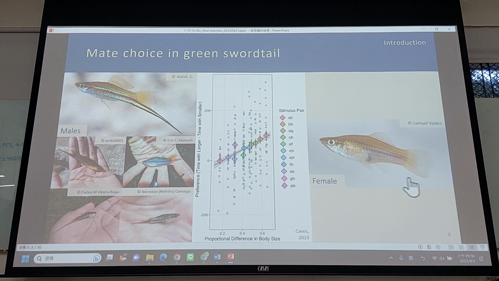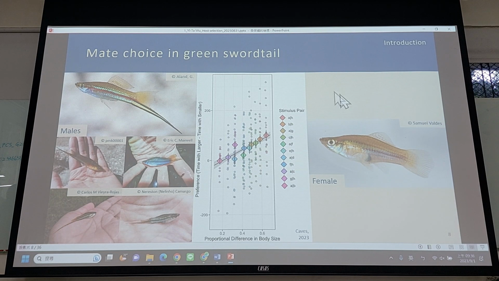Proportional processing is a common concept in the animal kingdom. Take the green swordtail for example. The female will prefer larger males, and as the proportional difference increases, the preference for larger males also increases. But most of the research on proportional difference has focused on vertebrates like birds, primates, and monkeys. We want to ask whether there is more to explore in invertebrates like insects.